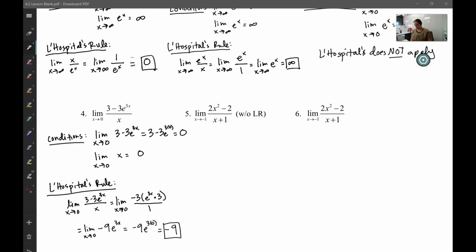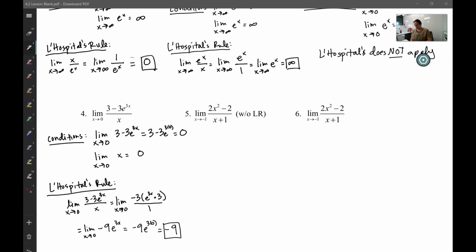Okay, you should have gotten -9, but let's walk through this in case you didn't. Limit as x goes to 0 of 3 minus 3 e to the 3x. Plug in 0, so I get 3 times 0 is 0. E to the 0 is 1. 3 times 1 is 3. And 3 minus 3 is my 0. And then limit as x goes to 0 of x is 0. So here I've got my indeterminate form, 0 over 0.